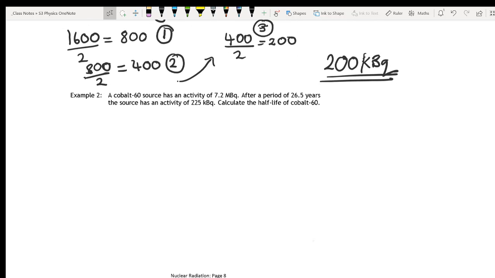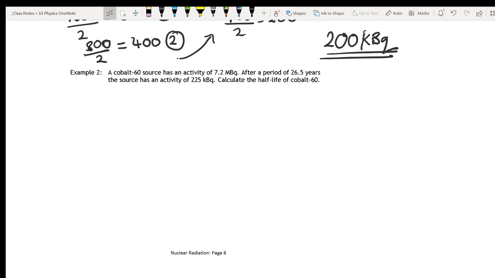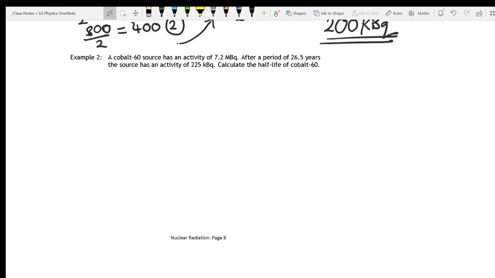Okay, example 2. A cobalt-60 source has an activity of 7.2 megabecquerels. After a period of 26.5 years, the source has an activity of 225 kilobecquerels. Okay, so we've gone from mega to kilo. Calculate the half-life of cobalt-60. Okay, so for this one, we started off with 7.2 megabecquerels, so that's 7.2 million becquerels.